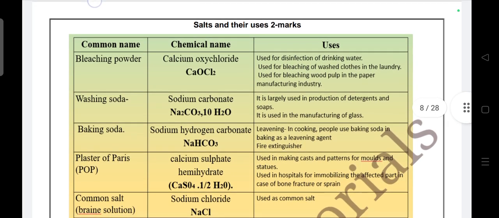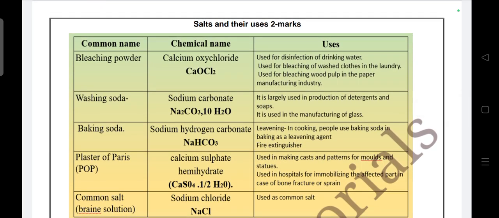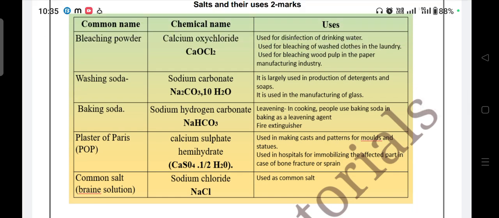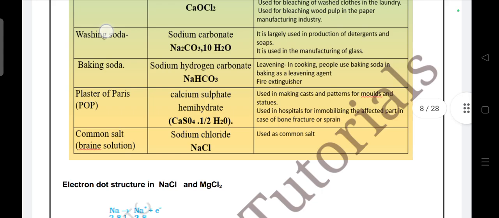Now common name and chemical name. Common salt; bleaching powder, chemical name is calcium oxychloride. You have to write its molecular formula and where we use it. Washing soda, any 2 they will ask. Washing soda, baking soda, plaster of Paris, then common salt, important salts.